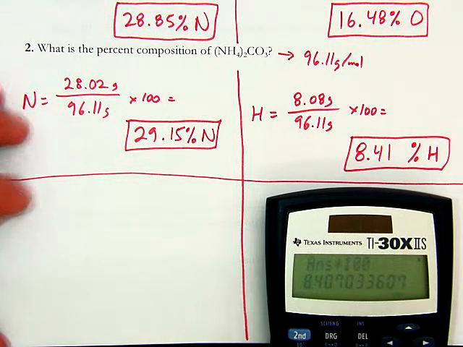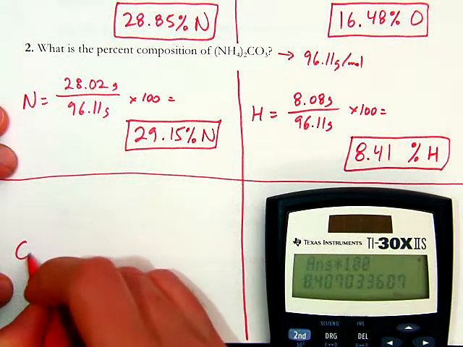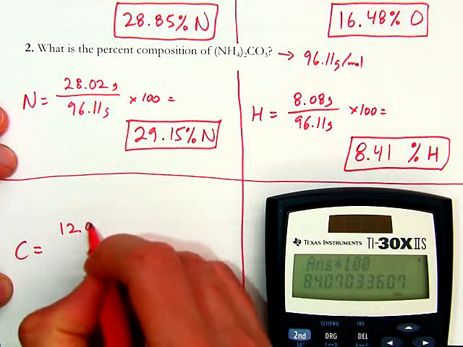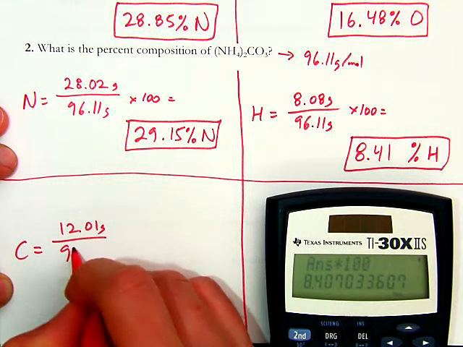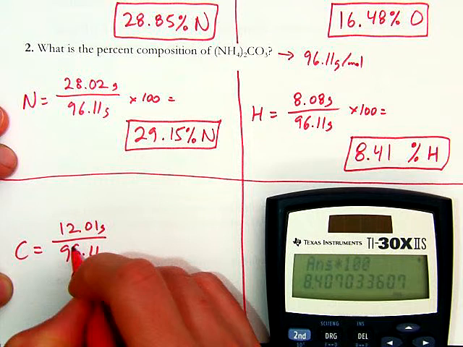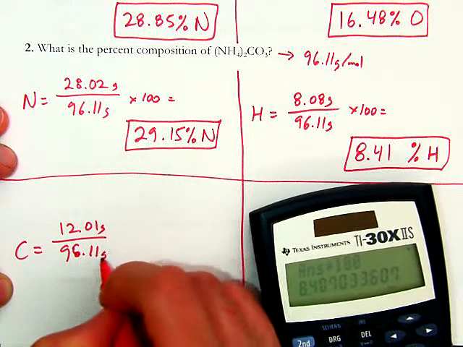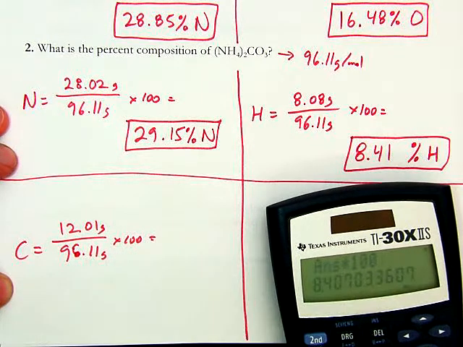At this point, I think you probably all get the idea here. Carbon is 12.01 grams over 96.11. That's a 6. Sorry about that. Times 100.